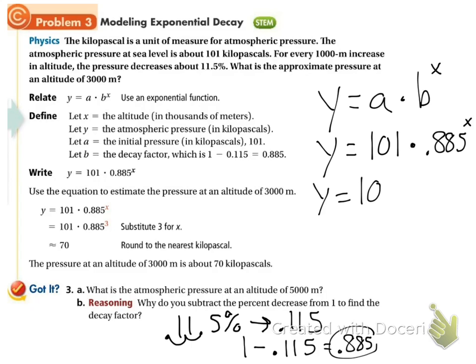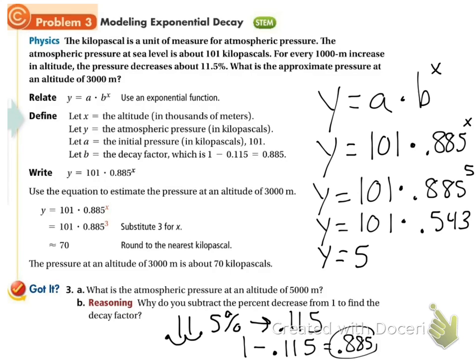So y is equal to 101 times 0.885 to the 5th. So the first thing I need to do is take care of that exponent. So I need to do 0.885 to the 5th. So this is 101 times, I get about 0.543. Okay, and then if I do 101 times 0.543, we get that the atmospheric pressure is about 54.8 kilopascals.